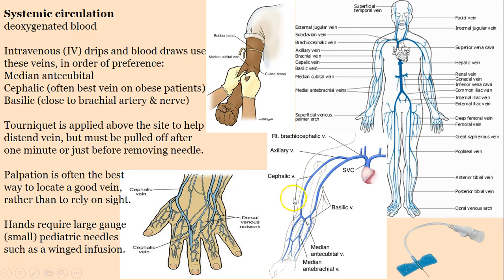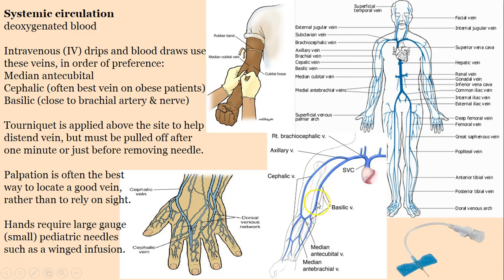Cephalic is the one we use. It's on the outer part, so it's a lateral vein that is the best one for obese patients. You can slide it right in. You can palpate it pretty easily. And the basilic is the one you want to avoid. Why do we avoid the basilic? Any idea here?